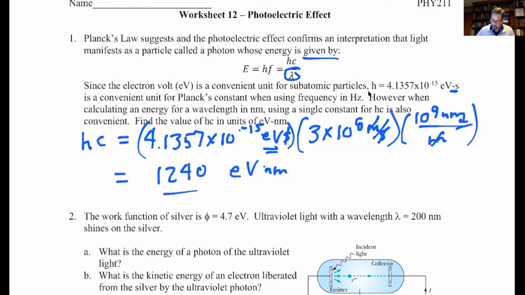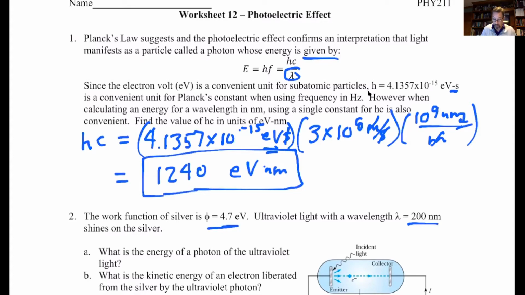And the reason that's a better constant to use is because if I'm trying to find the energy of a photon, like in the second problem here, where the wavelength is given as 200 nanometers, I just divide 200 nanometers into 1240 eV nanometers, the nanometers cancel, and I'm left with the energy of the photon in electron volts. Since the work function in this problem is given in electron volts, and you want to add electron volts to electron volts because the energy unit has to be consistent, it's a much better constant to know and use. Okay, so that's my recommendation.